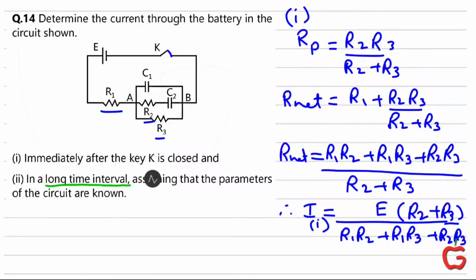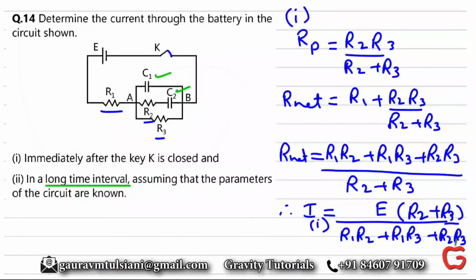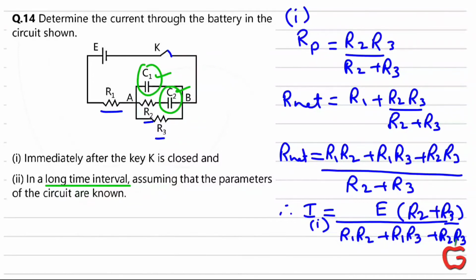So by long time interval, they mean the time interval enough that these capacitors are charged. Now once these capacitors are charged, the current through these branches would not be flowing. That means there will be no current through this C1 branch, no current through the C2 branch. So the currents will only flow from this branch. So after a long time, the current will flow like this only.